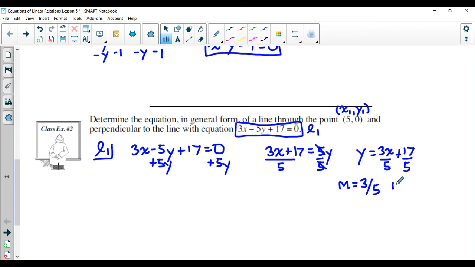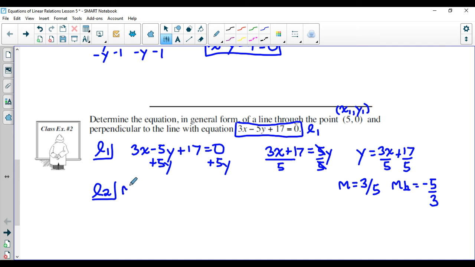Now, we're trying to figure out the equation of a line that is perpendicular to this one. So we want to know the perpendicular slope. So that's going to be m perpendicular. Now, perpendicular slopes, when you multiply them together, they have to be equal to -1. The only way you can get that is if you take the negative reciprocal of the one slope. So the negative reciprocal of this would be -5 divided by 3. So the slope of a line that is perpendicular to line 1 would be -5/3.